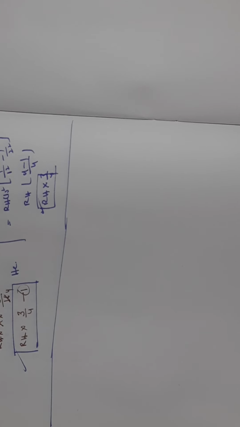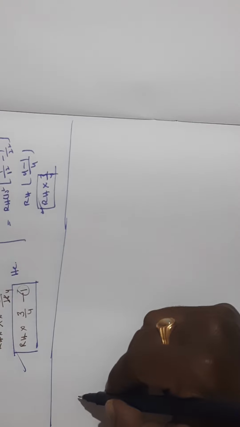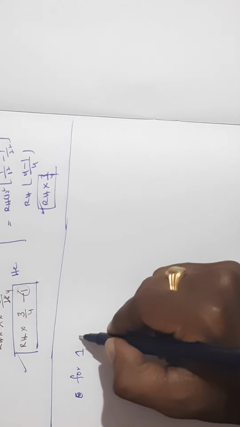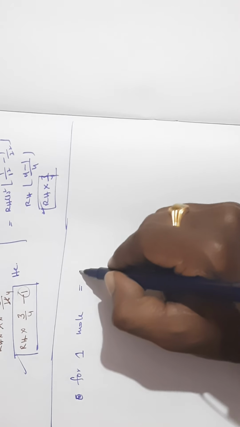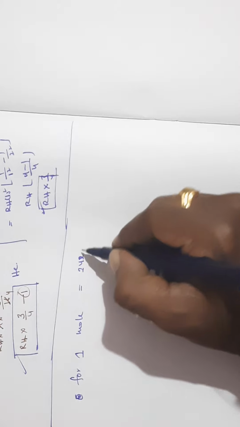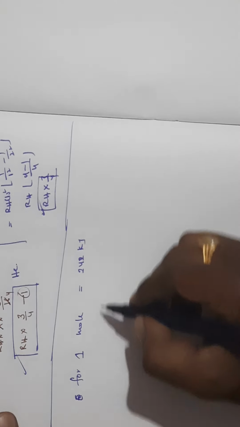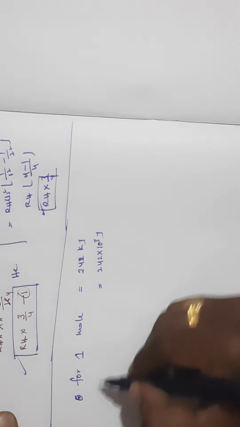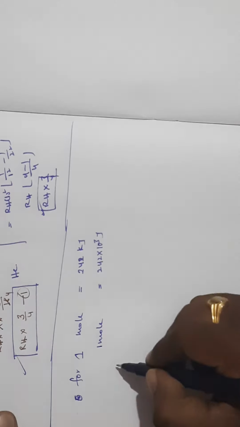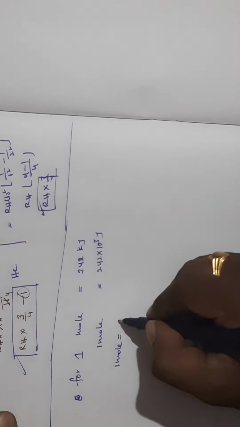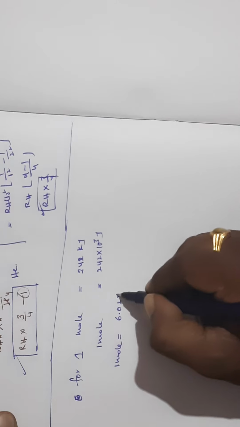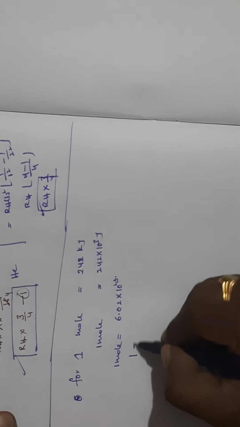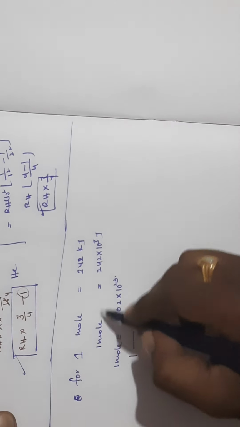So now, they given energy for 1 mole of atoms. So we need the energy required for 1 molecule. For 1 mole they given 242 kilojoule. If you convert this into joules, 242 into 10 to the power of 3 joule it will come. So this is for 1 mole. So already we know that 1 mole is equal to Avogadro number 6.02 into 10 to the power of 23 molecules, right? For 1 mole this much is there. For 1 molecule how much?